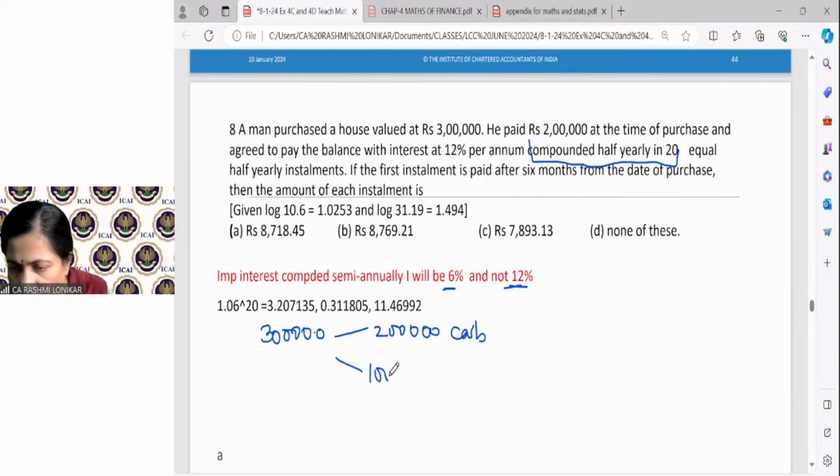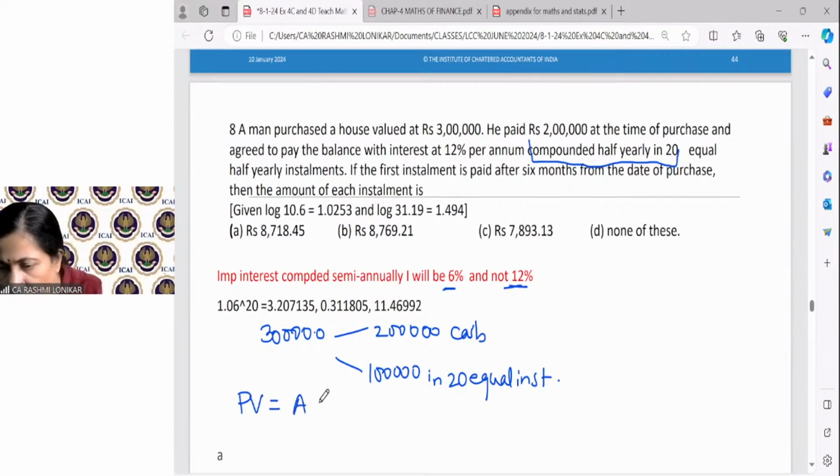And this 1 lakh I have to pay in 20 equal installments. Okay. The amount of each installment. So I want to find out the amount of installment. So PV is equal to A into PVIFA. What is the PV? The PV is 1 lakh rupees. What is A? I don't know. And this I have to find out.